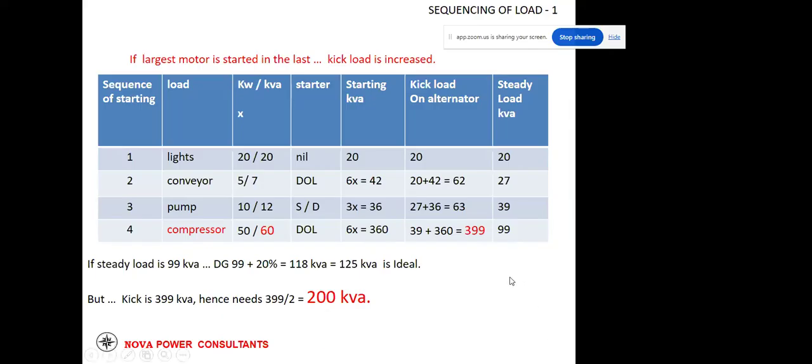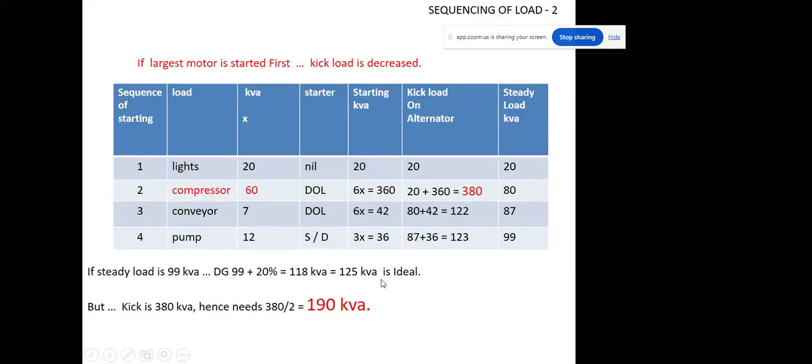What should I do? So instead of this motor starting at the last, what should I do? Say I take an advantage, start the lights first and then start the compressor later, which is the higher demand.